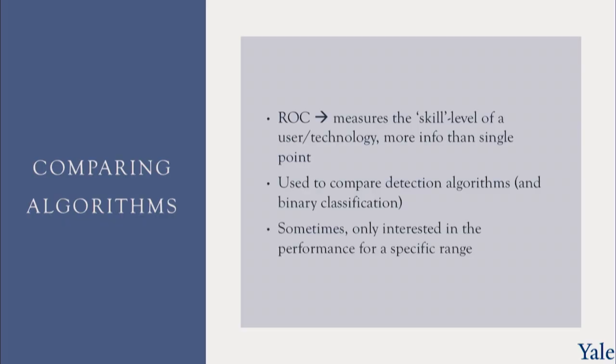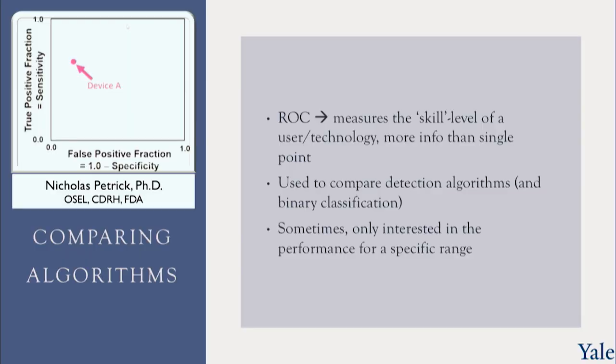Sometimes we're only interested in the performance for a specific range. For example, if it's an algorithm to detect, again, explosives in luggage on a plane, we're not really interested in the range below a sensitivity of like 99.9%, right? You could be doing better at a sensitivity of 2%, but that's of no interest. In other cases, we want to see the whole range and compare over the whole range.